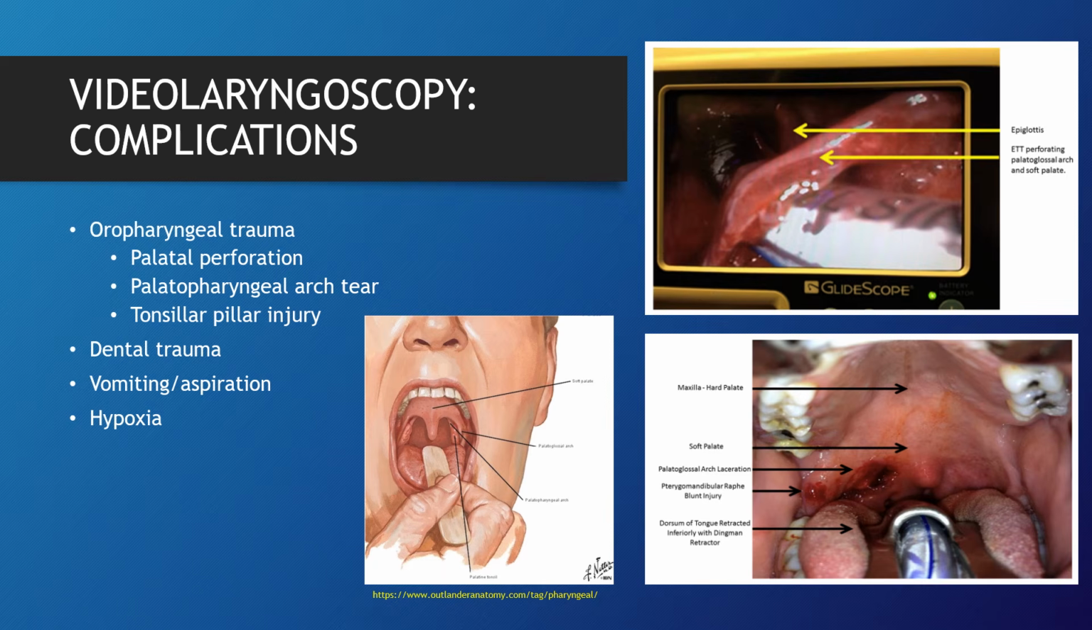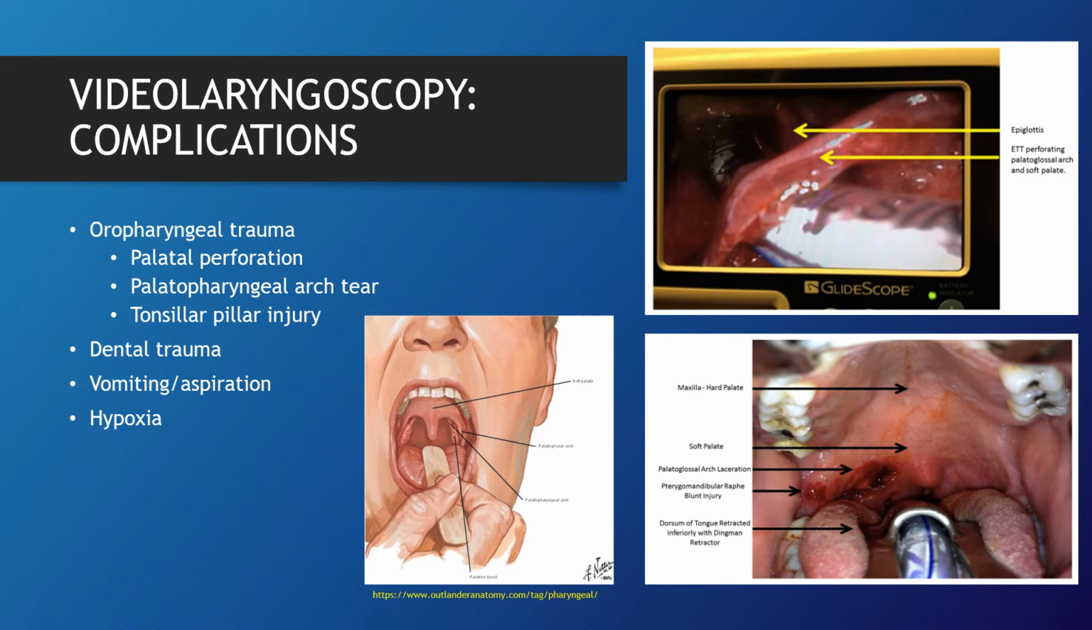And these injuries usually occur when whoever is performing the procedure is focusing on the video screen rather than looking at the mouth while they're placing the laryngoscope or the endotracheal tube. So when you place these devices, your attention should be focused on the mouth, and then once you safely place them into the oropharynx, then you can swivel your attention to the video screen and proceed from there.